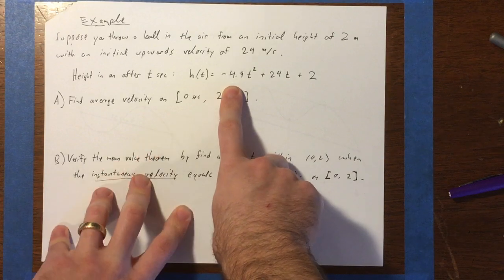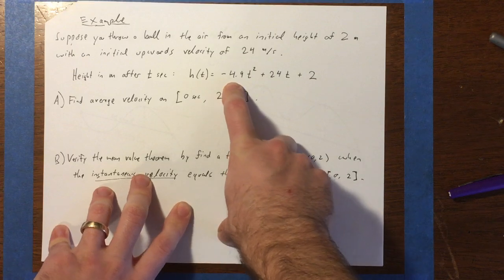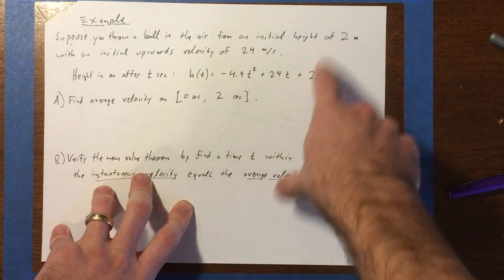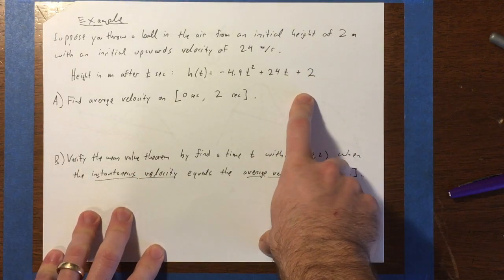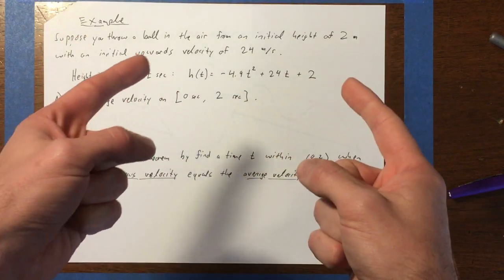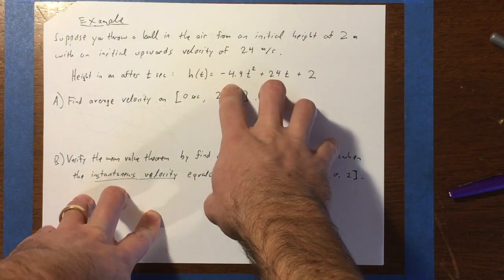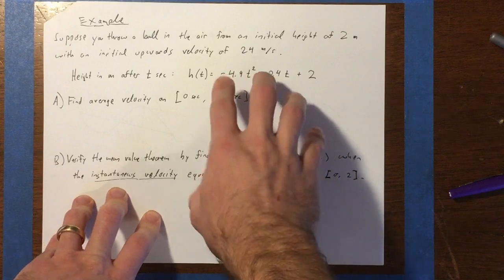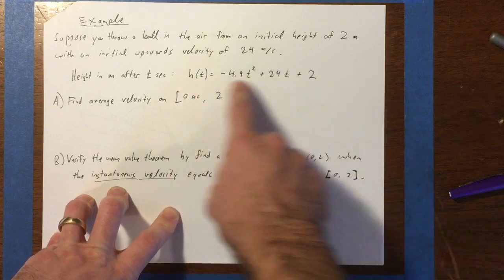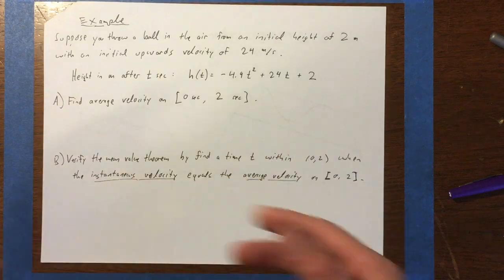Negative 9.8 meters per second squared is the constant downwards acceleration due to gravity. The 24 comes from the initial velocity, and the 2 here on the end comes from the initial height at time t equals 0. So, by the way, why exactly that is the equation will be justified later in the semester after we learn about integration, which is in chapter 5. Then we'll justify why it is exactly what it is, and we'll prove this based on the assumption of constant acceleration.